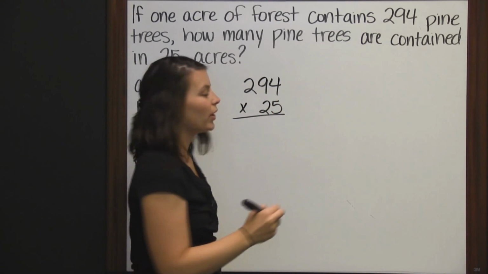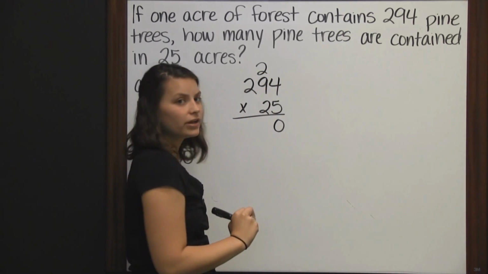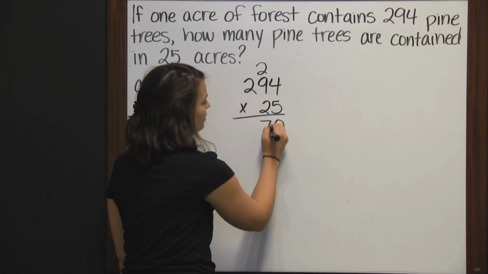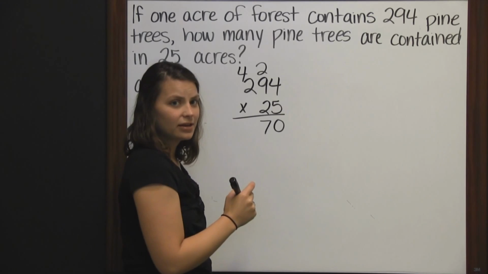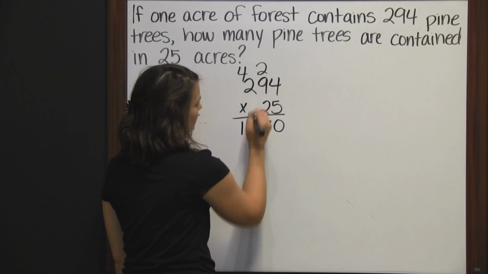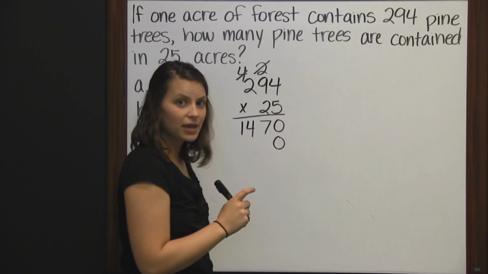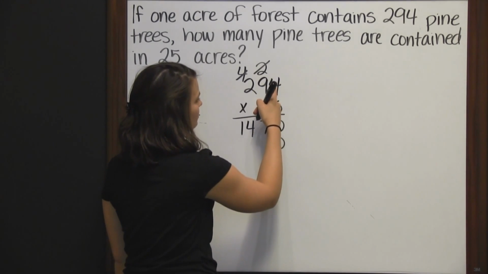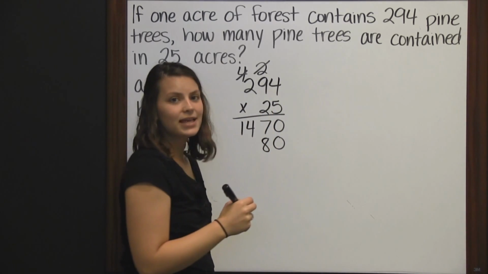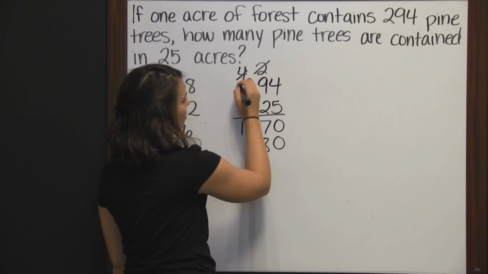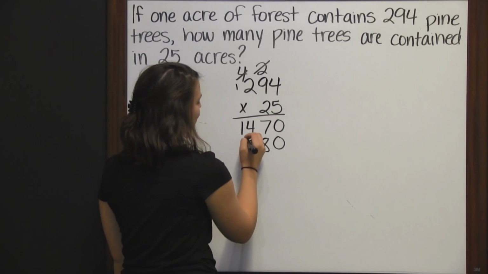5 times 4 is 20, so write the 0 and carry the 2. 5 times 9 is 45, plus 2 is 47, so write the 7, carry the 4. 5 times 2 is 10, plus 4 is 14. And we'll get rid of these, put a 0 placeholder to move over to the tens place and multiply. 2 times 4 is 8. 2 times 9 is 18, so write the 8 and carry the 1. 2 times 2 is 4, plus 1 is 5.